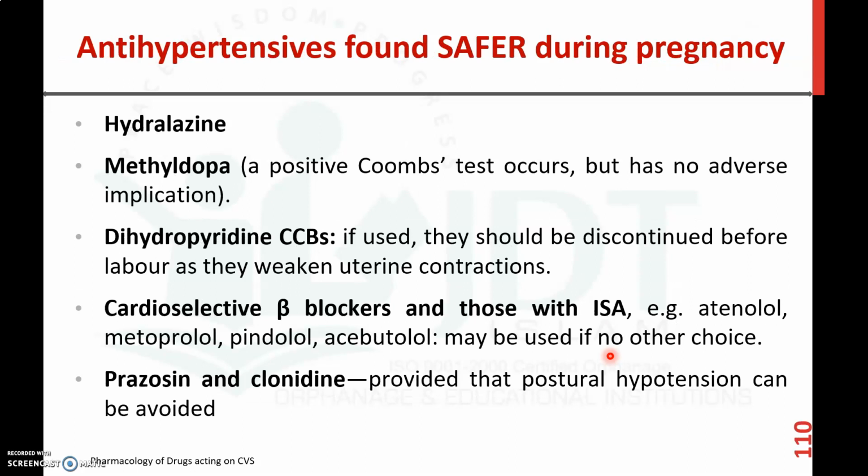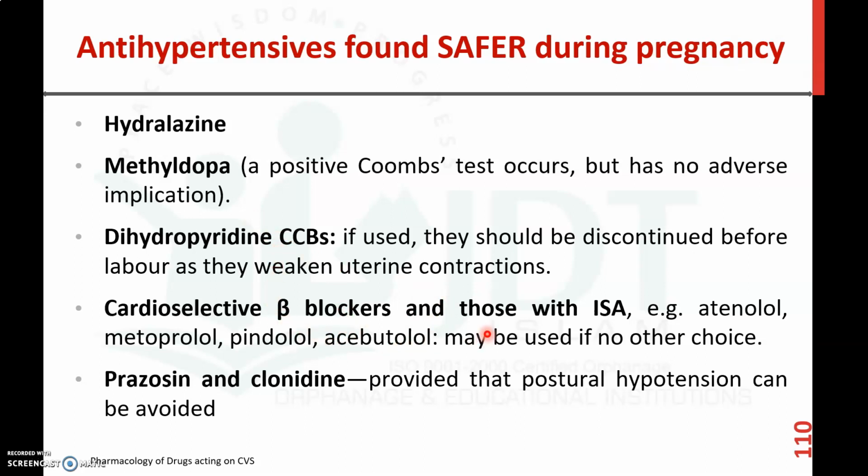Now these are some important antihypertensive drugs that are safer during pregnancy. First one is hydralazine, which is a vasodilator that is safe during pregnancy. Then methyldopa, which is an important drug and the safest drug in pregnancy. Then dihydropyridine calcium channel blocking agents, if used, should be discontinued before labor as they weaken the uterine contraction.